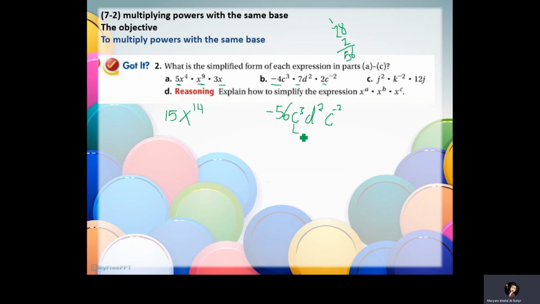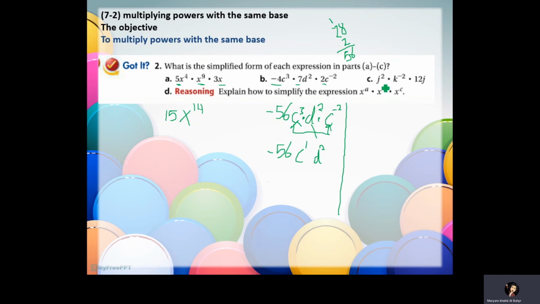I notice that c and c, same base. So I'm going to add between them, multiplication. So I'm fine, nothing else. So I can add their powers. So negative 56, c with this c, 3 minus 2 or 3 plus minus 2, it will be c to the power 1. If you write it or not, you don't need to. Drop your d, so d to the power 2. I'm done with this one.